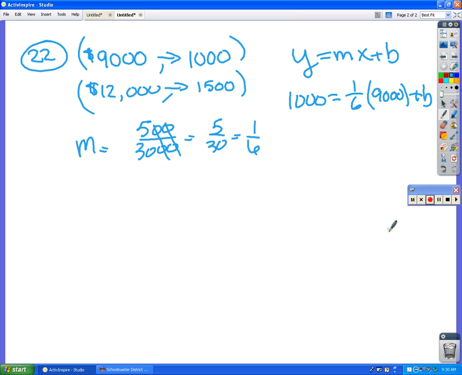So what's a sixth of 9,000? Anybody figure that out? Mr. Aldridge's room is scholarship. 1,500. 1,500, nice. 1 point for Mr. Aldridge's class.